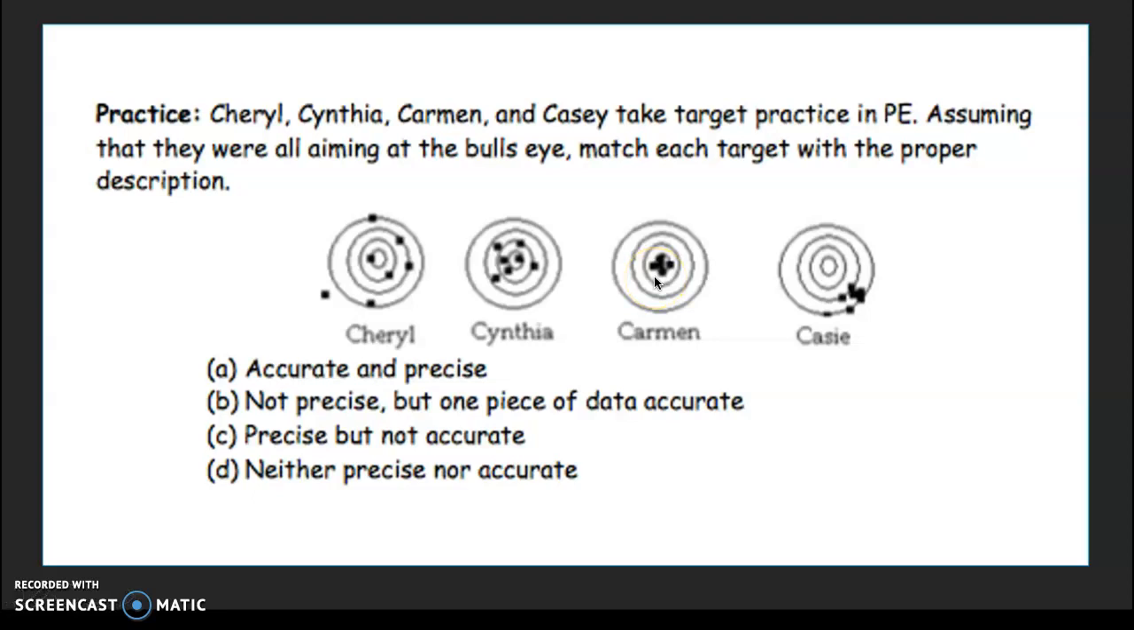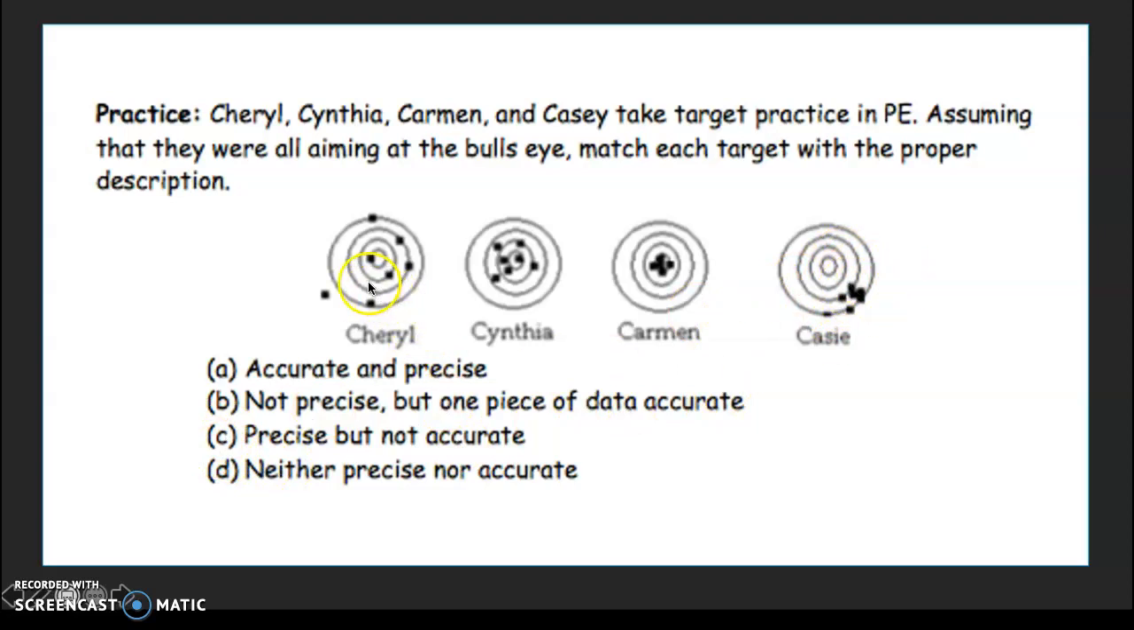Now, if we look somewhere else, let's look at Casey for a second. Casey is not hitting the bullseye. But Casey's dots are close together. So that means that Casey was precise, not accurate. And you can be precise and not accurate. But you can't be accurate and not precise. Right? So she was precise but not accurate. So Casey would be C.